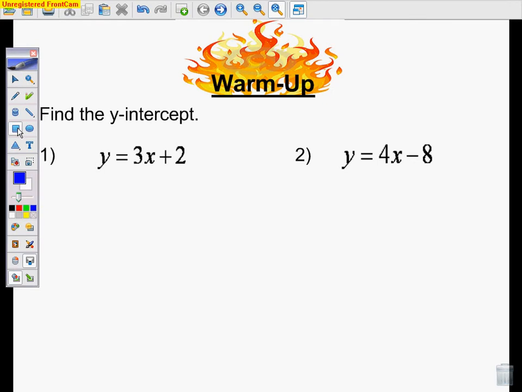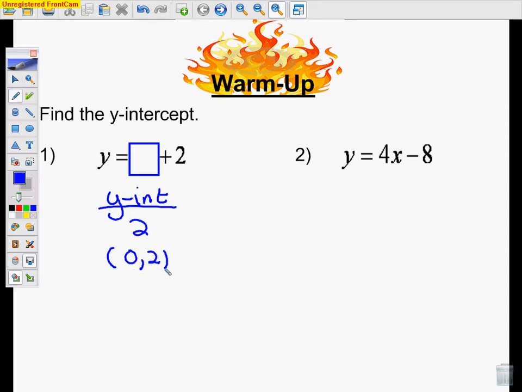if you're trying to find the y-intercept, we know that the y-intercept has a 0 for the x. So if you were using the cover-up method, technically you can cover up the x value and you can get the y-intercept. So here we would know that the y-intercept in problem number 1 is 2, or the ordered pair (0, 2). Okay? And then we can do the same thing over here in problem number 2.